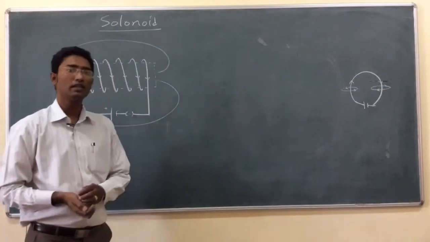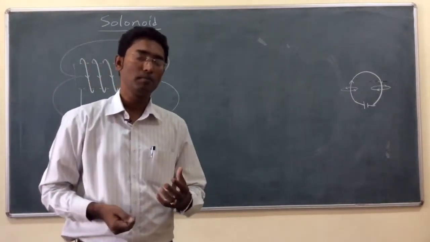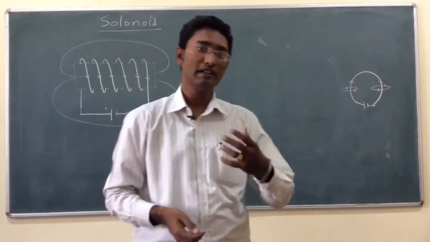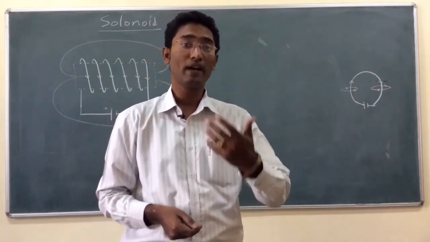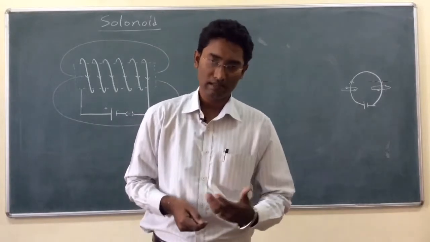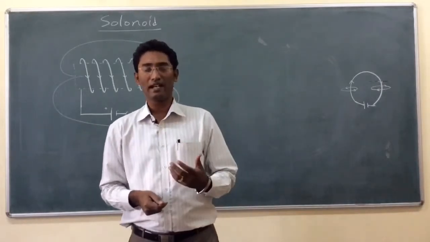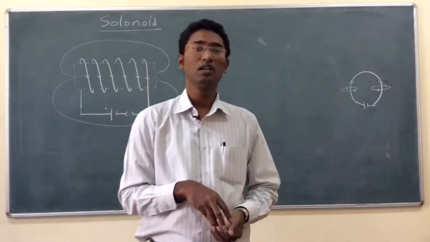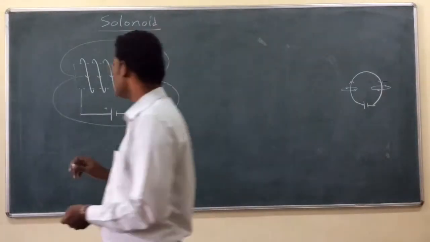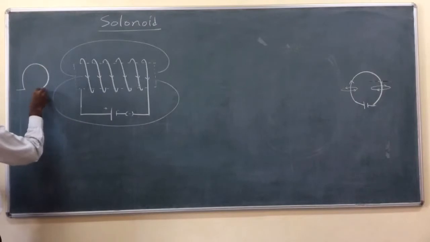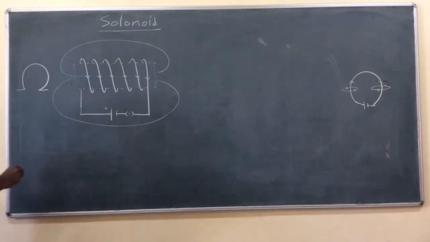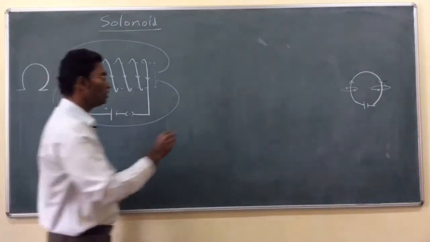But how do we know the direction of a magnetic field? Because every magnetic field has a direction. So a solenoid also produces a magnetic field. Then how to find its direction? Yes, we can find the direction of the magnetic field using the clock rule. According to this rule, let us see this rule.